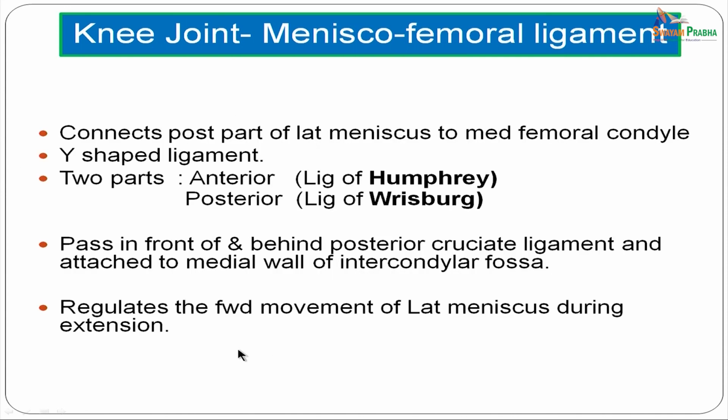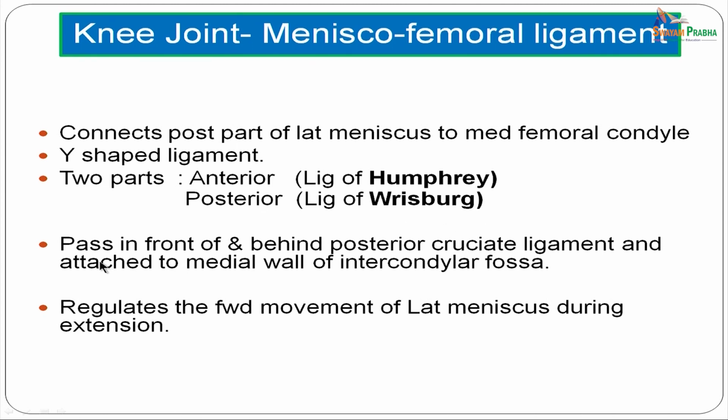So we will quickly review what we have seen. The menisco-femoral ligament connects the posterior part of the lateral meniscus to the medial femoral condyle. It's a Y-shaped ligament. The anterior limb is also called the ligament of Humphrey, whereas the posterior limb is also called the ligament of Risberg.